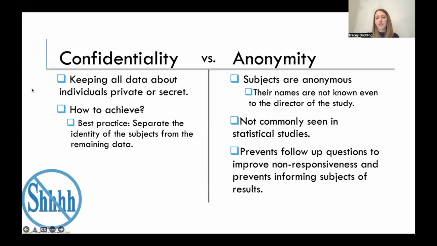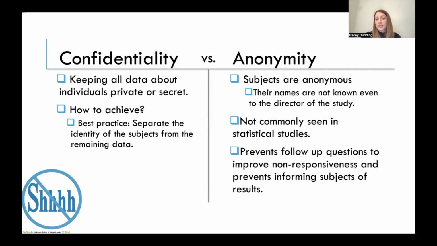Let's go over confidentiality versus anonymity. Confidentiality is keeping all the data about the individual secret or private from the public, and you just separate the subjects from the remaining data. The difference between confidentiality and anonymity is that with confidentiality you can still go back to follow up on any questions after the survey, after the results, to improve non-responsiveness.